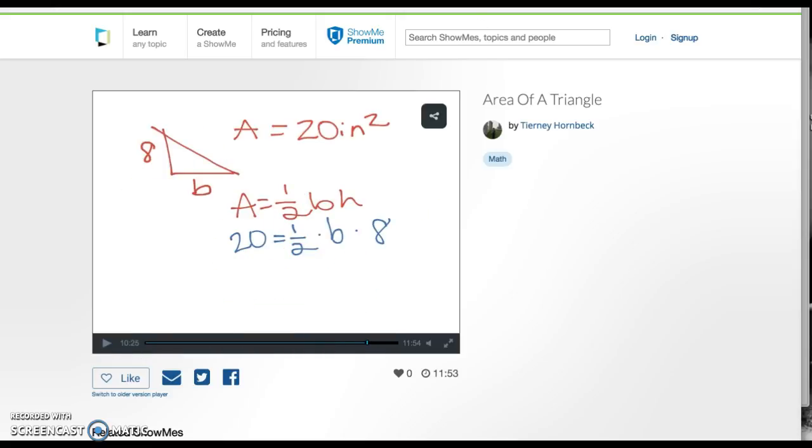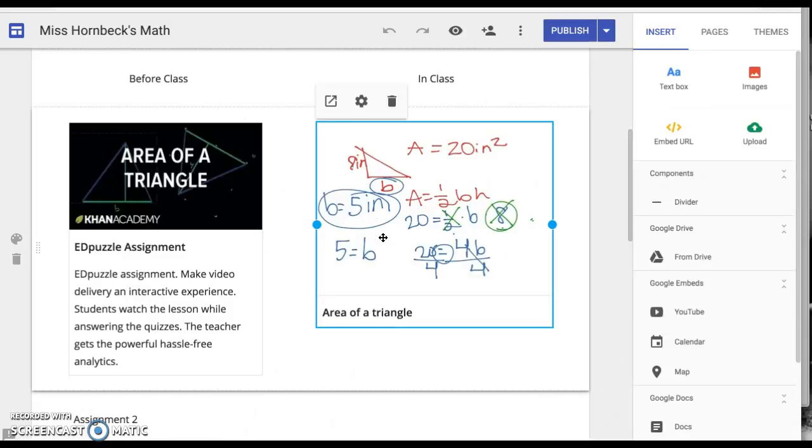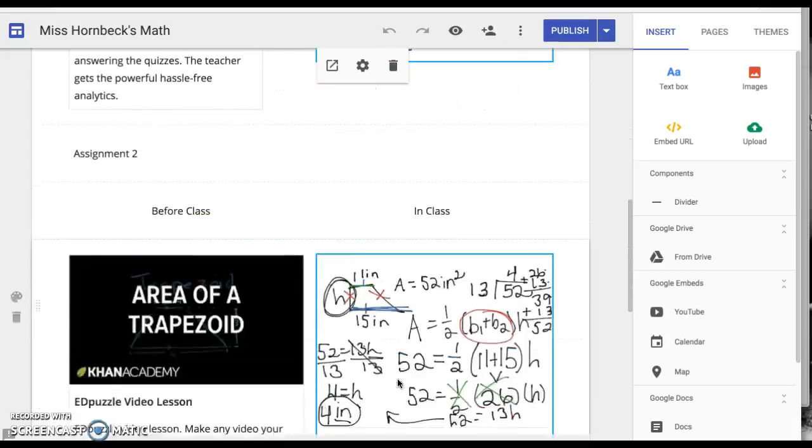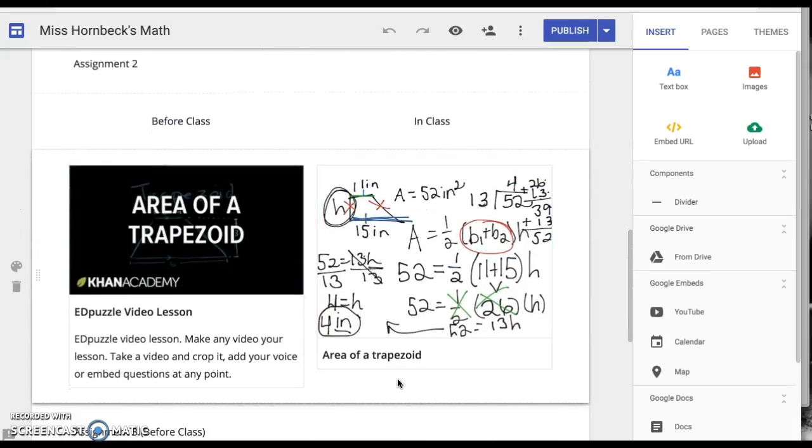And then in class, they will complete a worksheet after doing this that I can collect for hard evidence of whether they get it or not. So I can look at their work and see where they went wrong or what they need help with. Assignment 2 for Tuesday would be extremely similar.